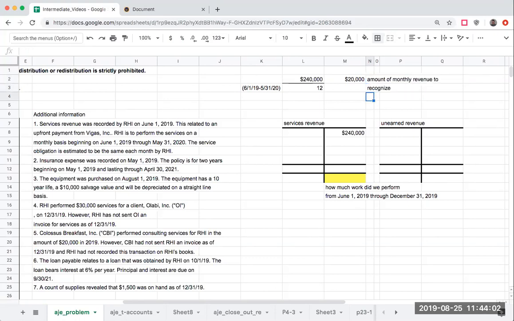Okay. So I know that for the year ended December 31st, 2019, how much should I be recognizing in terms of revenue? It's not going to be $240,000 because I haven't performed 12 months' worth of service. Rather, what I should do is say, how many months' worth of work did I do in 2019? What I need you to do is hold up your hands, and I want you to count out the months for me. June, July, August, September, October, November, December. So it's going to be 7 months.